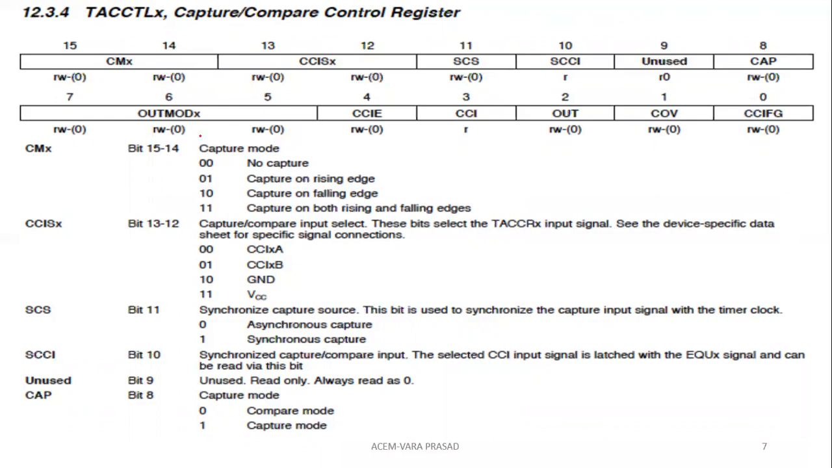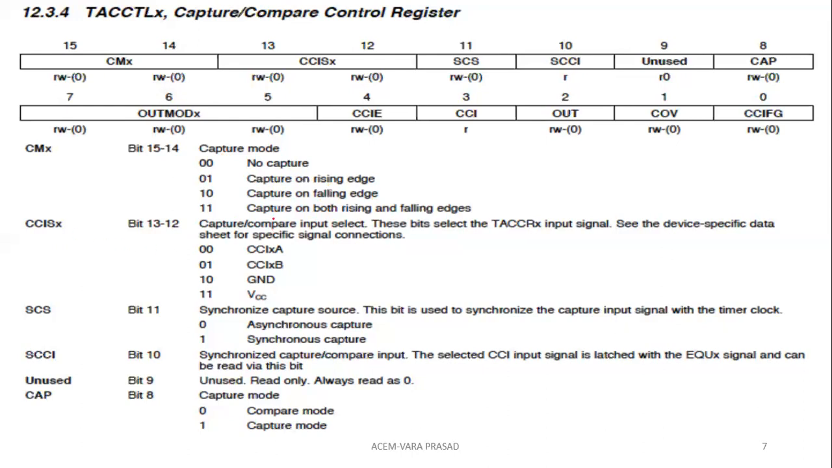Okay, so here also. Let's come to bits 14 and 15. Bits 14 and 15 are used for capture mode. That means 00, no capturing. 01, capturing on rising edge. Rising edge means positive edge triggering. 10, negative edge triggering, that is a falling edge. Then 11 means both positive edge and negative edge, or rising edge and falling edge. Both are the same.